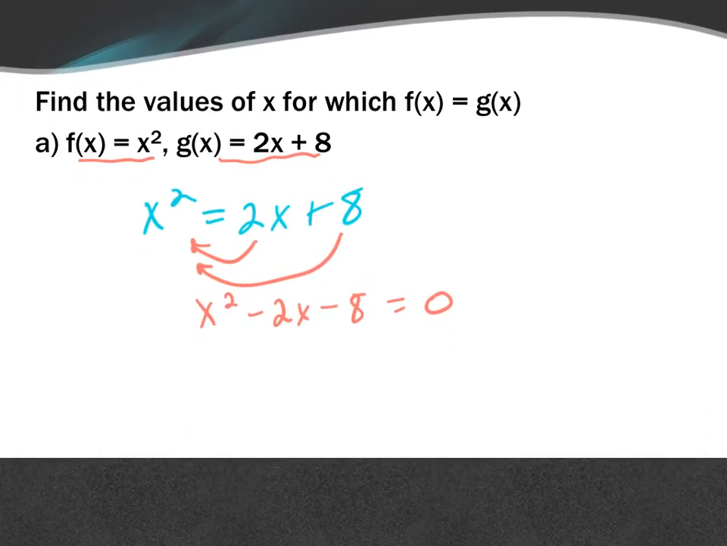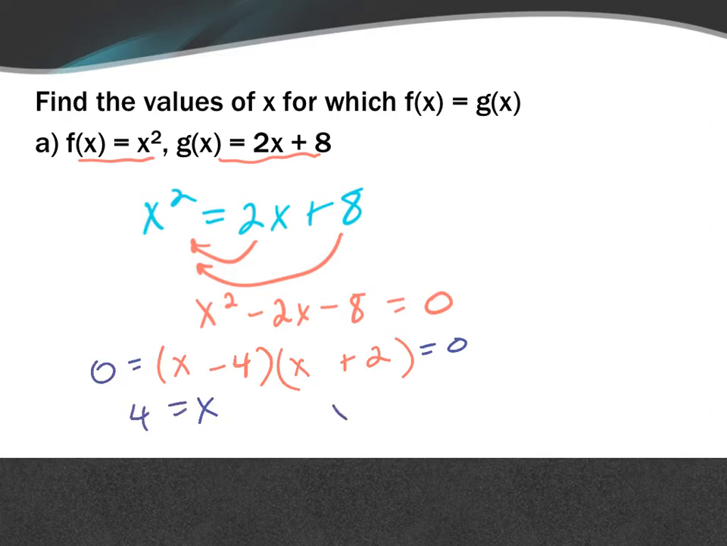And then I got to factor this. So put it in parentheses, nothing in front of the x squared, which means these are x's. Factors of -8 that sum to -2: -4, +2. Split and solve. X equals 4 and x equals -2.